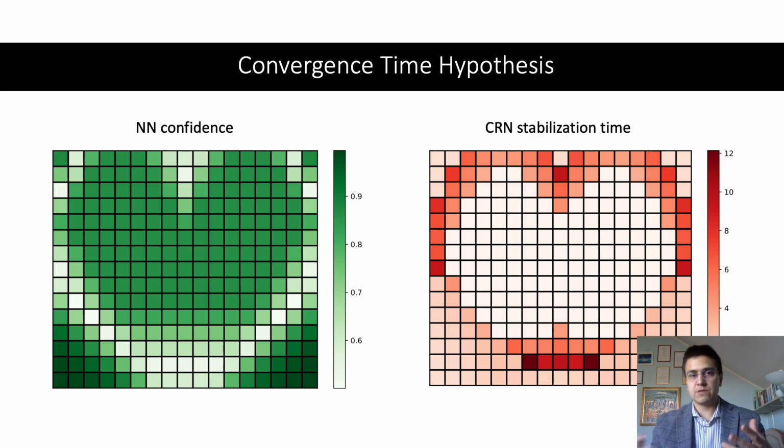And this is the hypothesis, where we hypothesize that if the neural network is less confident in its output, it will take longer for the CRN to converge. We didn't prove it yet.